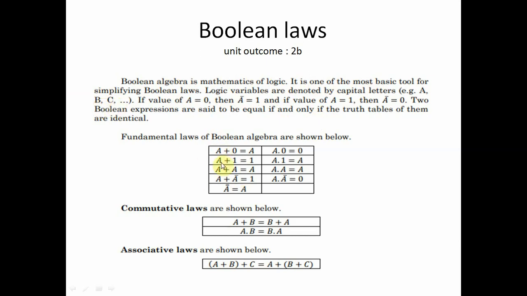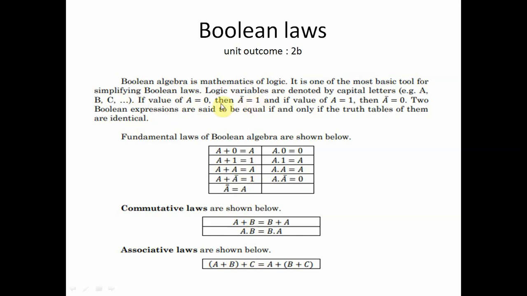See here, these are the Boolean laws. Here A is a Boolean variable, B is also a Boolean variable, and C is also a Boolean variable. In Boolean laws, only two values are present, either 0 or 1. If the value of A is equal to 0, then what is the value of A bar? A bar is equal to 1.